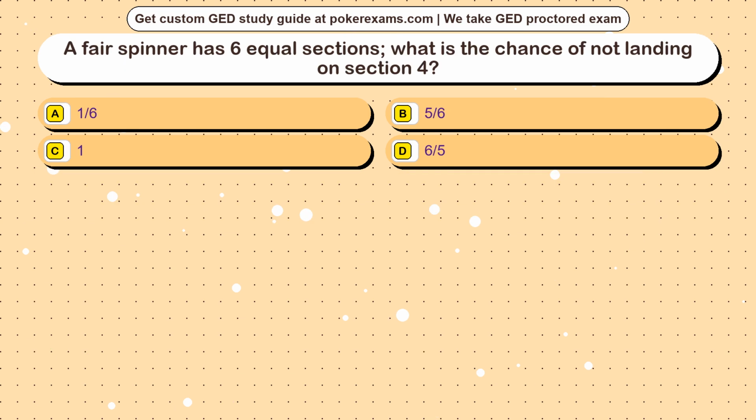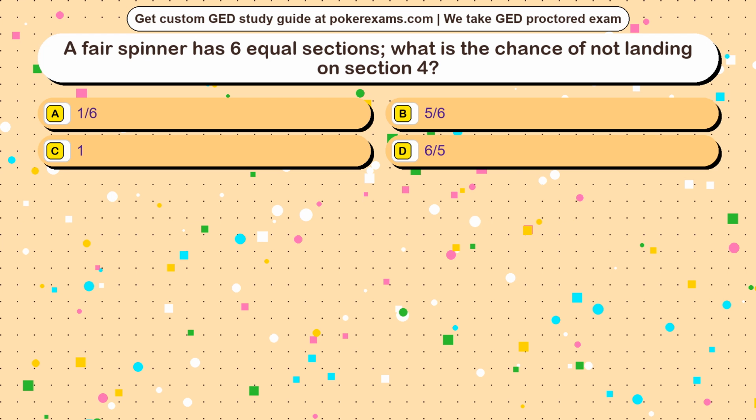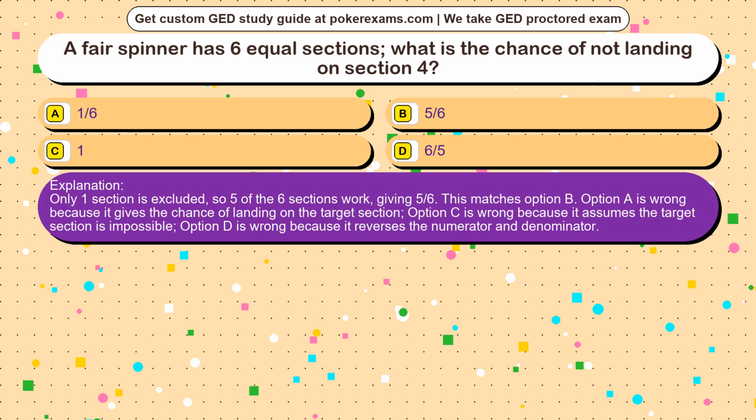Question 15. A fair spinner has 6 equal sections. What is the chance of not landing on section 4? Option A 1/6. Option B 5/6. Option C 1. Option D 6/5. The correct answer is option B. Only one section is excluded, so 5 of the 6 sections work, giving 5/6.